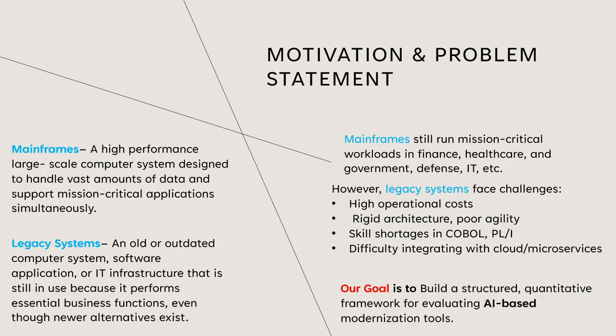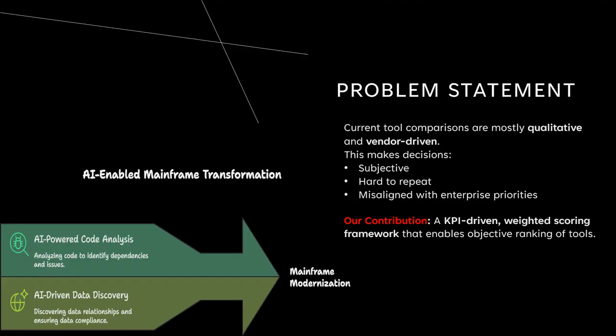Therefore, our goal is to build a structured quantitative framework to evaluate AI-based modernization tools. Now a question arises: why, and what is the need for doing that? The answer is very simple, because the current tool comparisons are mostly qualitative and vendor driven, making decisions subjective, inconsistent, and misaligned with enterprise priorities. So basically, organizations are not able to correctly identify which AI-based tool they should choose for modernizing their mainframes. So the framework that we are proposing through this white paper will surely help them rank the tools based on their enterprise needs.